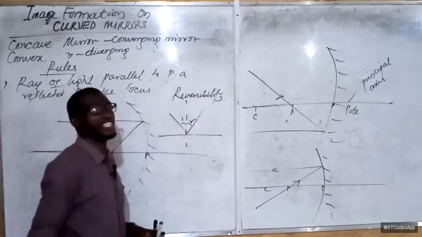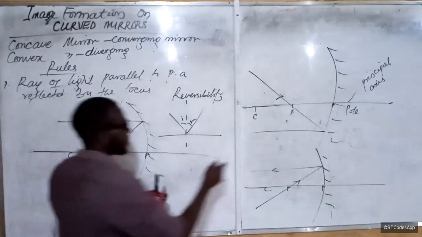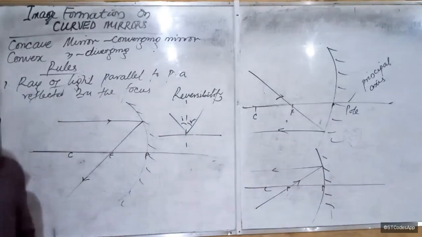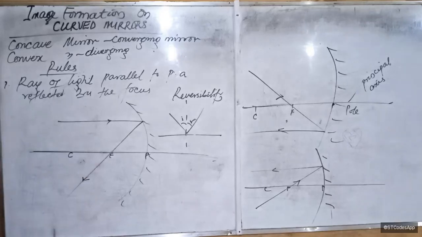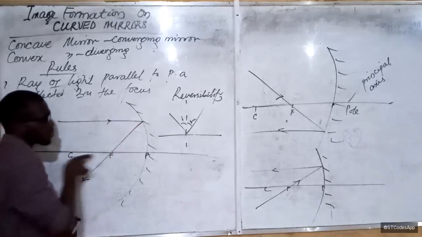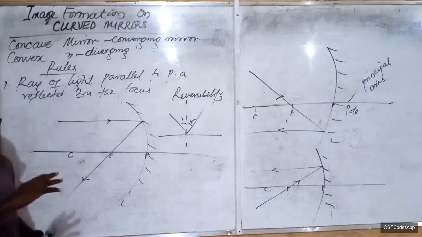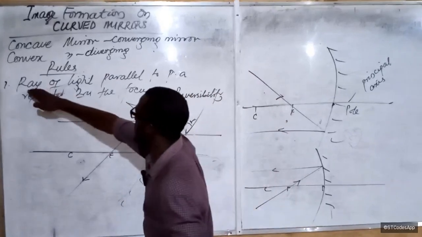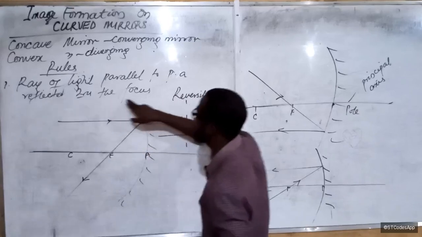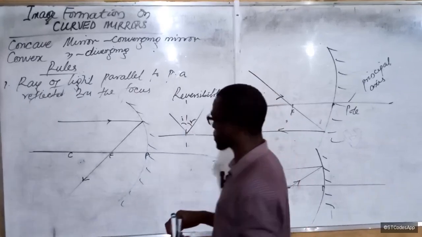The principle of reversibility holds such that when a ray of light passes through the focus, it is reflected parallel to the principal axis, and if it is incident parallel to the principal axis, it will be reflected through the principal focus. So that is the first rule, and this is the second rule. That is just an inversion of this, that the ray of light that is now passing through the principal focus will be reflected parallel to the principal axis. So that is the second rule.